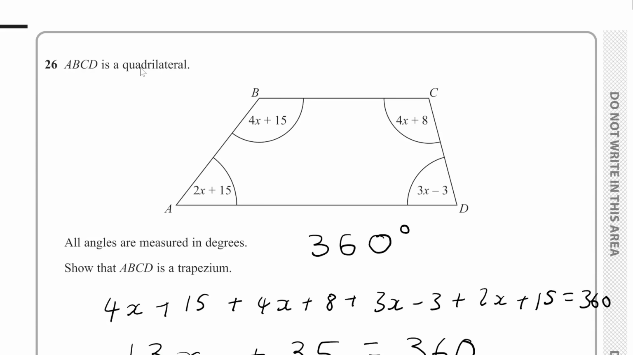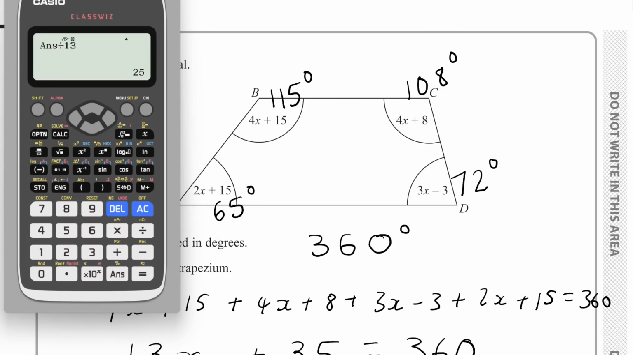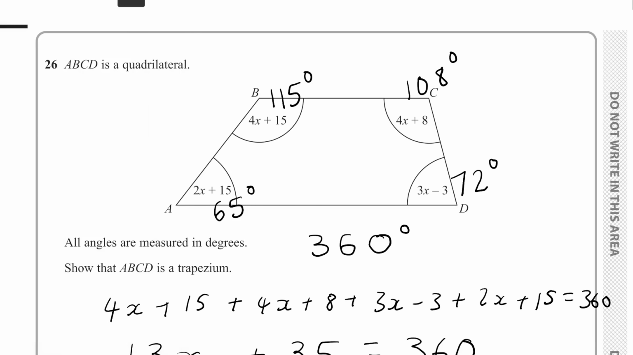So what are these angles? So x is 25. I've got 4 25s plus 15. That's 115. 4 25s plus 8 is 108. 2 25s are 50 plus 15, 65. And 3 25s, 75, take away 2, 72. And again, you can use a calculator for that. When you're substituting in, just put a bracket. So 4 25s plus 15 is 115, and so on.